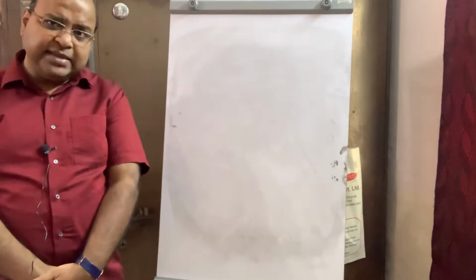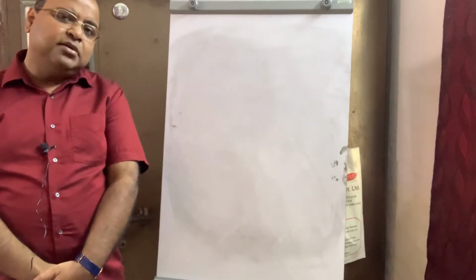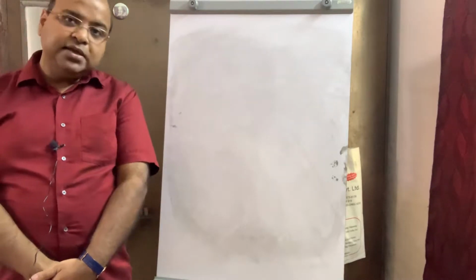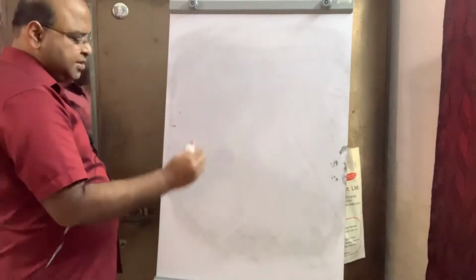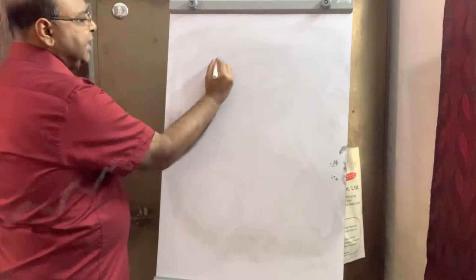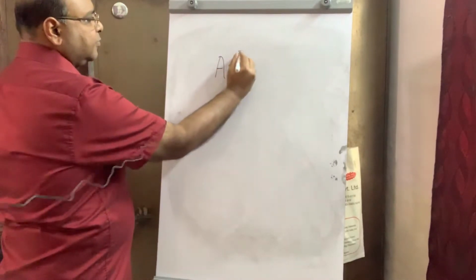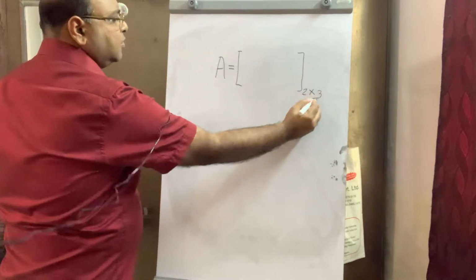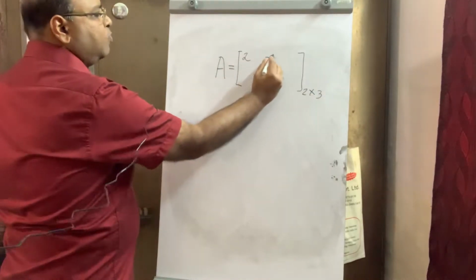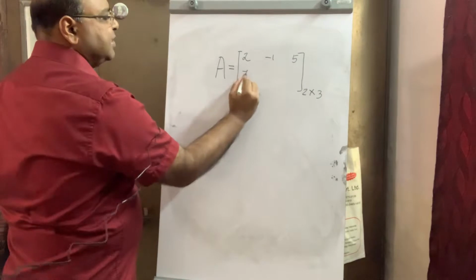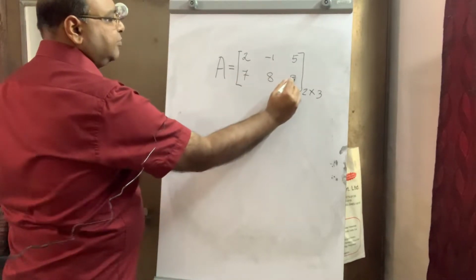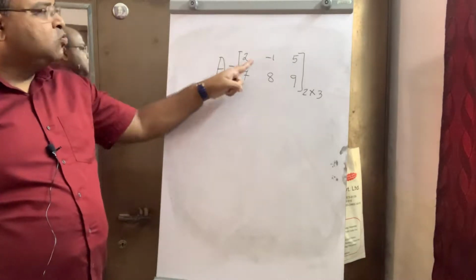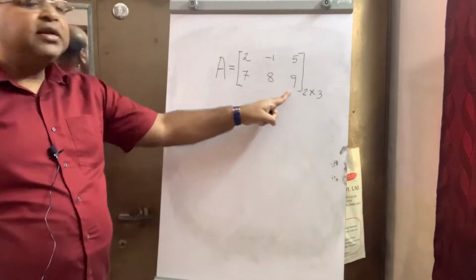Let me illustrate with an example and let me deal with a matrix of order 2 by 3, that is, a matrix having 2 rows and 3 columns. So let us consider a matrix here, say capital A, a 2 by 3 matrix whose elements are say 2, -1, 5, 7, 8, 9. So here we have a 2 by 3 matrix A. These are the elements 2, -1, 5, 7, 8 and 9.